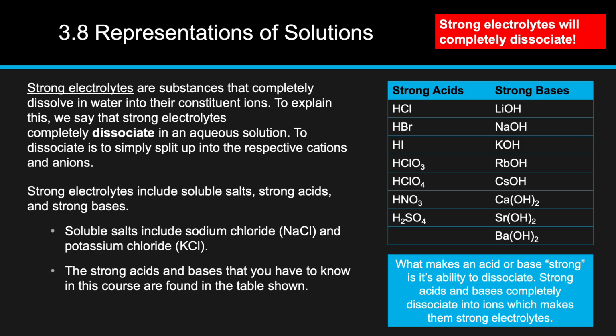The acids and bases in the table are the ones that we talked about on the periodic table 3 slides back. Those are the ones that need to be memorized for the AP chemistry exam, and you can assume all other acids and bases are weak.